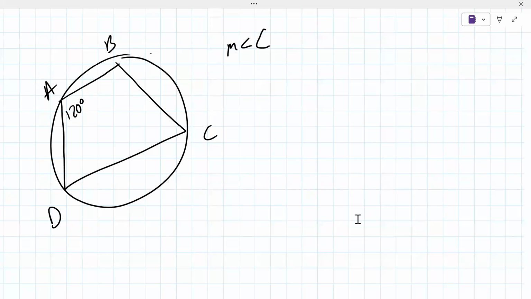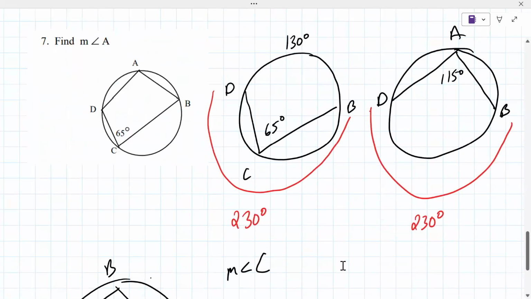Can you scroll up really quick? I'm sorry. Of course, that's the problem. Okay, I'm good now.